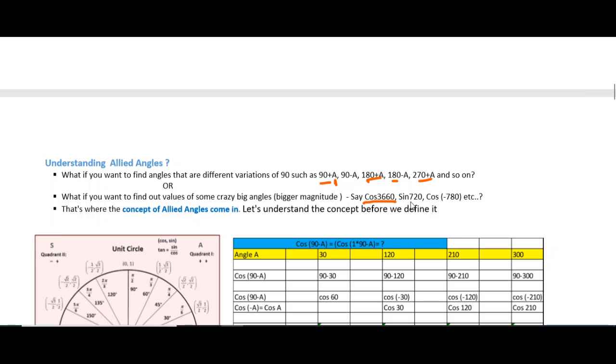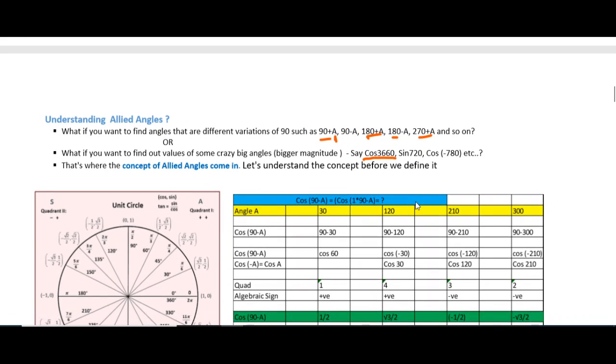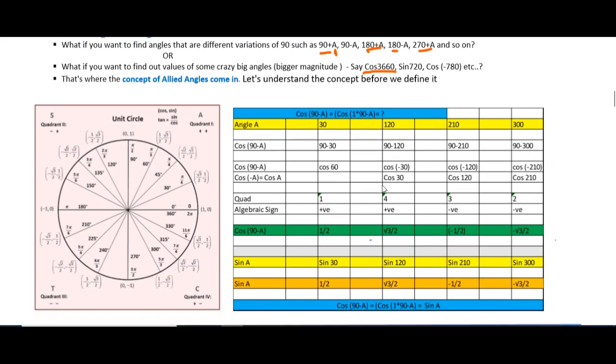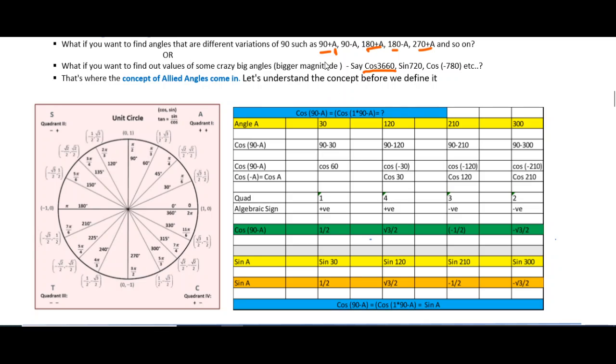So allied angles help you calculate those kinds of things. Some of the concepts that we learned previously will still apply, but there's just an extension to that, and it gives you a better way of calculating the value of trigonometric functions or simplifying them using the concept of allied angles. So just a level setting there. Okay, now let's see what allied angles are, and what happens when we talk about angles which are multiples of 90 degrees plus or minus.